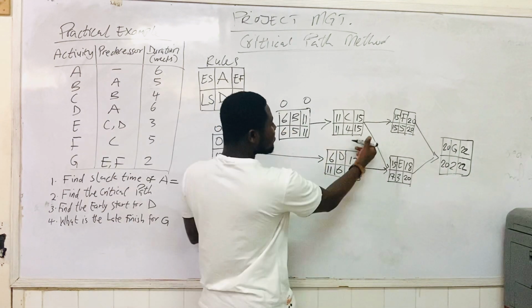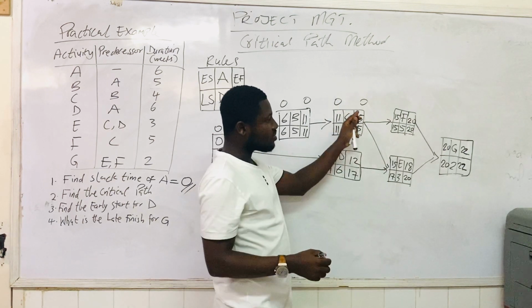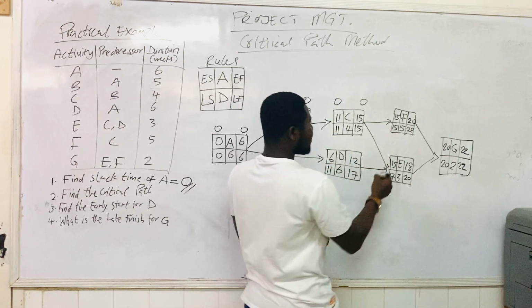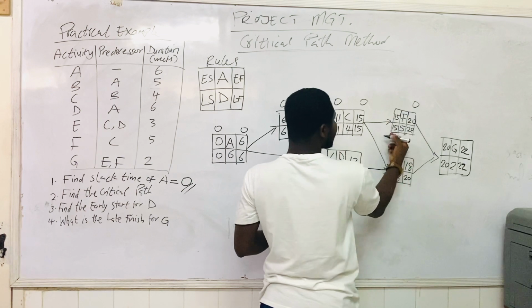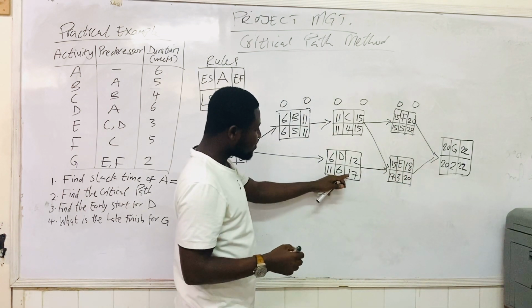When you come here, 15 minus 15 is 0. 11 minus 11 is 0. Then you come to activity F. 20 minus 20 is 0. 15 minus 15 is 0. You come to activity D.